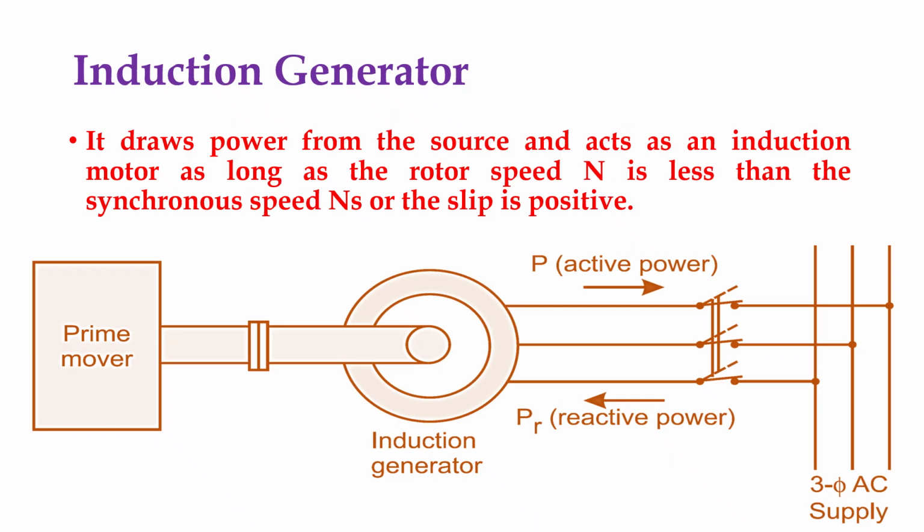Now the current induced in the stator field opposes the supply field, because this will supply active power to the grid. But here one issue is there: though it is a generator that supplies active power to the grid, to develop this active power, the air gap flux is mandatory. This air gap flux will be produced only by the reactive power consumption from the grid to the stator. So this reactive power is mandatory for developing the active power to the grid.